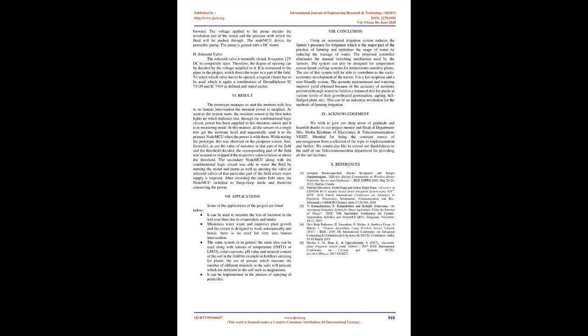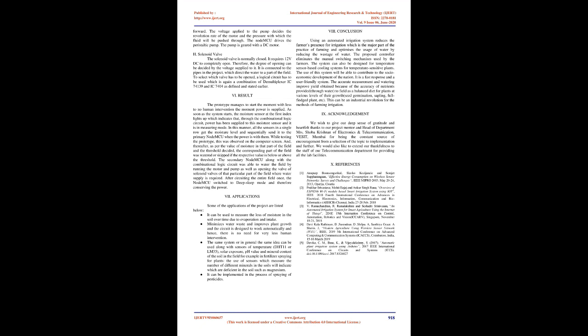6. Result. The prototype manages to start the moment power is supplied, with little to no human intervention. As soon as the system starts, the moisture sensor at the first index lights up, which indicates that, through the combinational logic circuit, power has been supplied to this moisture sensor and it is in measuring mode. In this manner, all the sensors in a single row get the moisture level and sequentially send it to the primary node MCU when the power is with them.